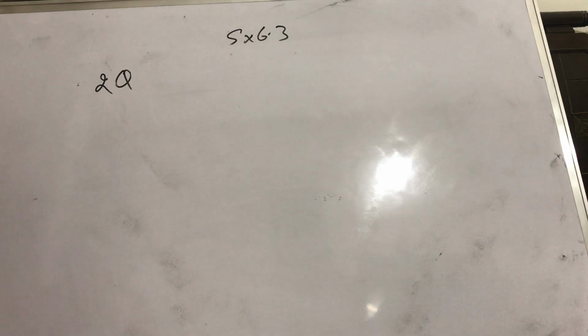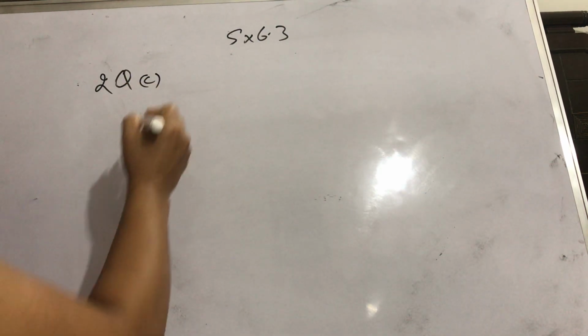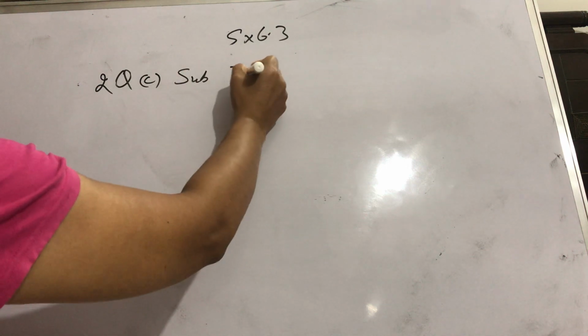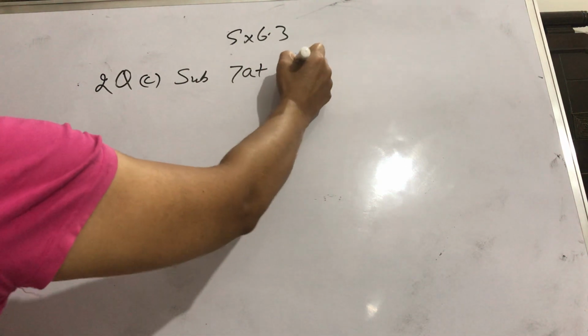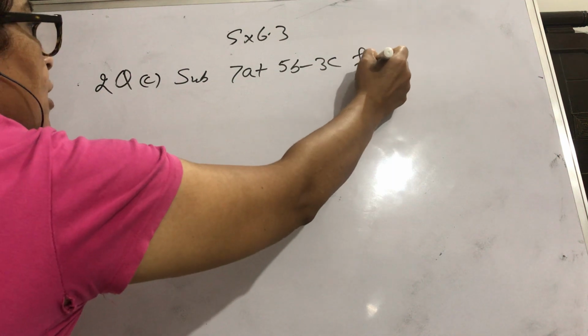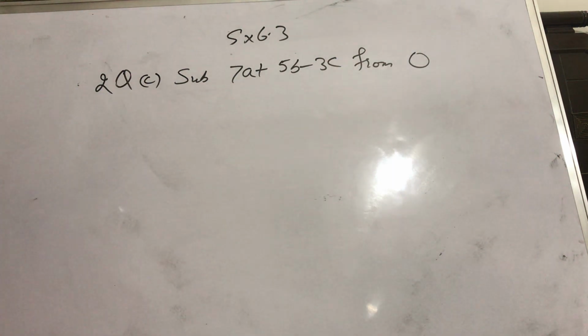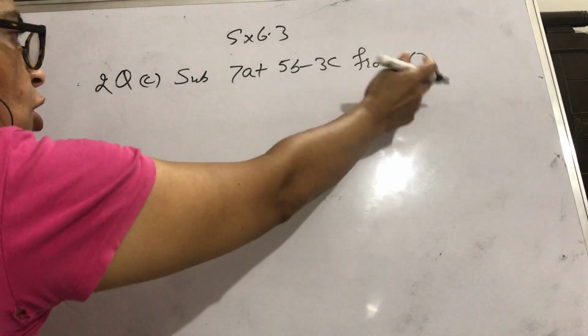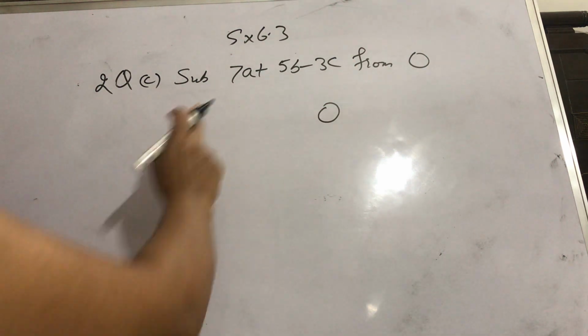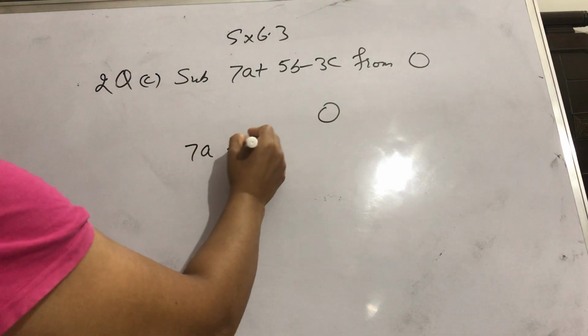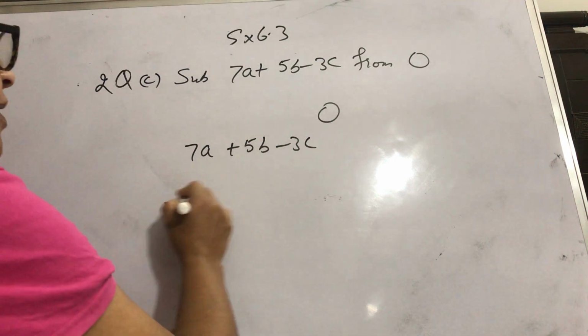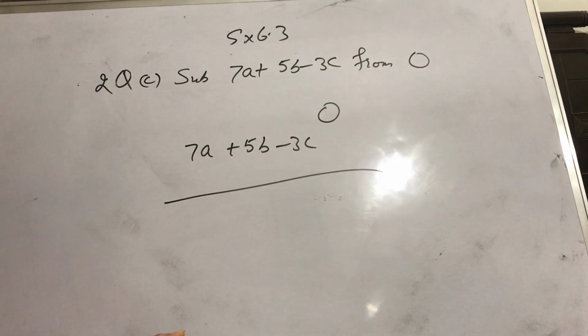Second question, C part. Subtract 7a plus 5b minus 3c from 0. 0 is the constant term. From 0, that will be written at the top. 7a plus 5b minus 3c, that will be written at the bottom. All the terms' signs will be changed. That will become minus 7a, that will become minus 5b, that will become plus 3c.